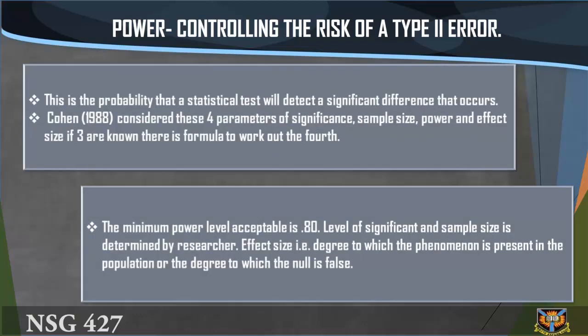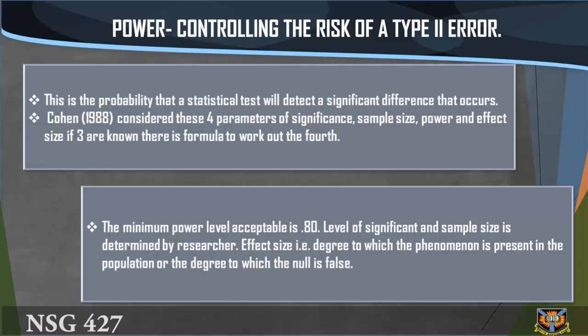3. Power. Controlling of risk of a type 2 error. This is the probability that a statistical test will detect a significant difference that occurs. Cohen 1988 considered that four parameters are involved: level of significance, sample size, power and effect size. If three are known, there is a formula to work out the fourth. The minimum power level acceptable is 0.80. Level of significance and sample size are determined by the researcher. Effect size is the degree to which the phenomenon is present in the population or the degree to which the null is false.